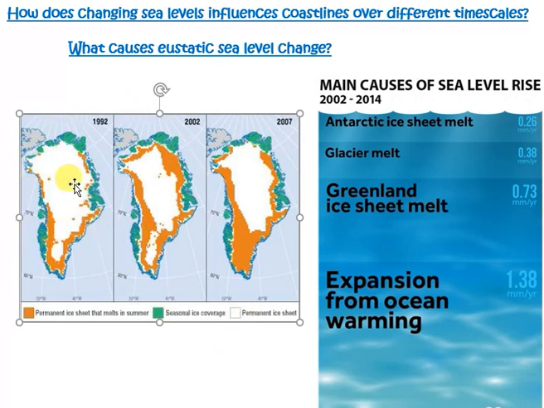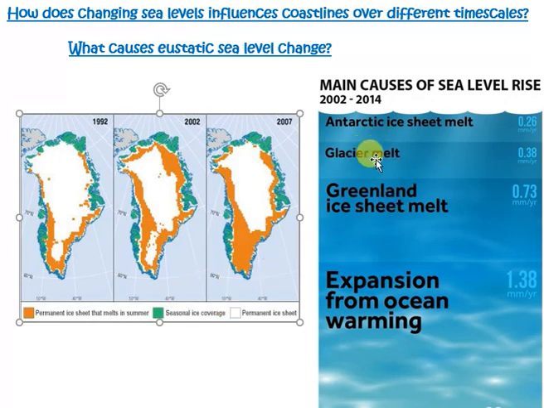The most significant one is the Greenland ice sheet, and if you just look at this map, you can see white is a permanent ice sheet, orange is the ice sheet that melts in summer, and green is seasonal ice coverage. So you can see that ice sheet is shrinking, it's getting smaller, it's melting. That's what that map is showing you. From 1992 to 2007, it's getting smaller. Therefore, what's going to happen? The land ice that you see here melts, it flows into the oceans and causes eustatic sea level rise.